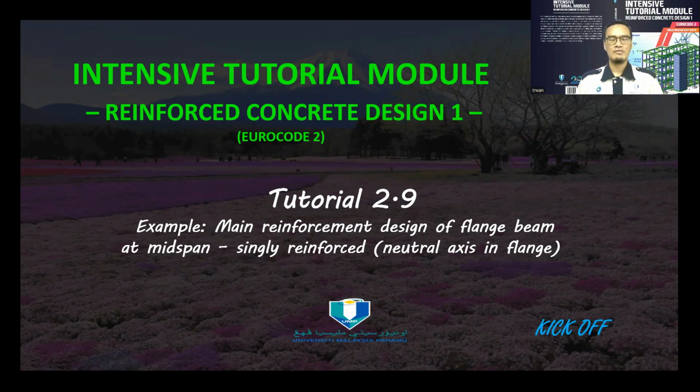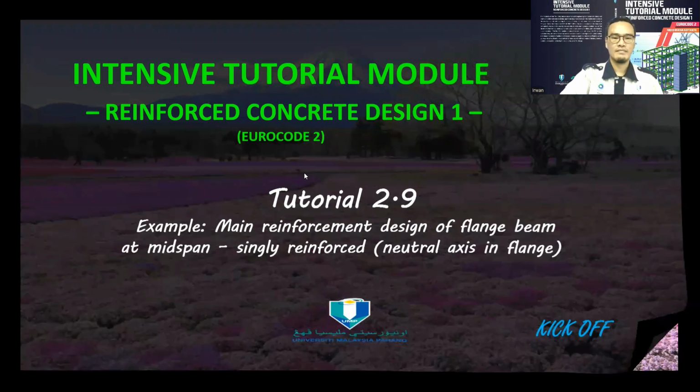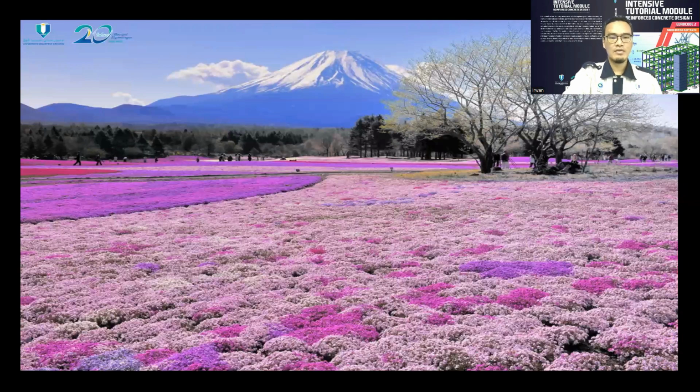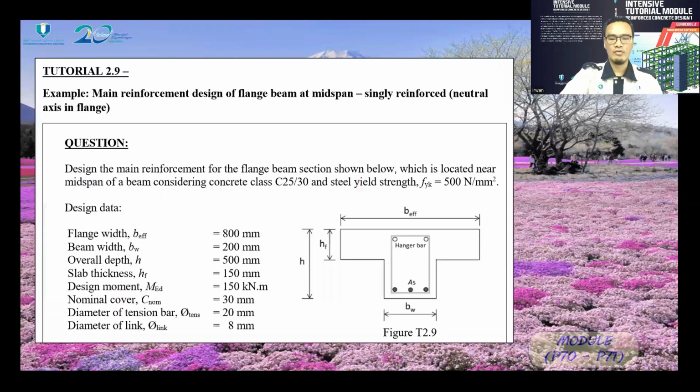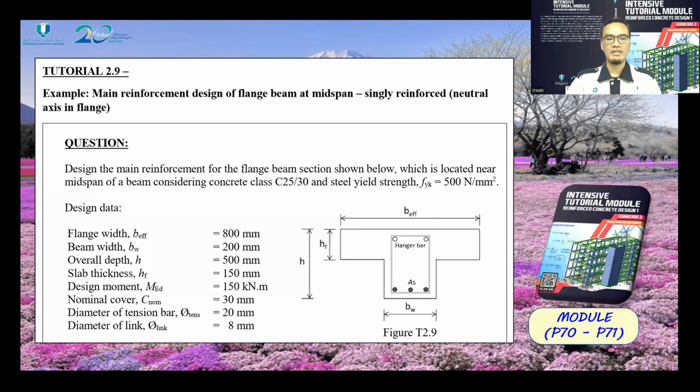In this video is for tutorial 2.9, which is the design of mesh reinforcement for flange beam at midspan. For this case, we consider singly reinforced where the neutral axis is in the flange. So this is the question from the module. You can refer to page 70.